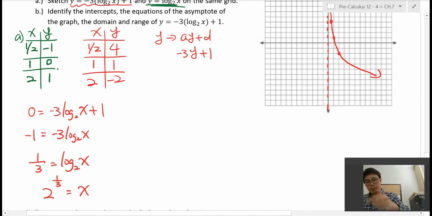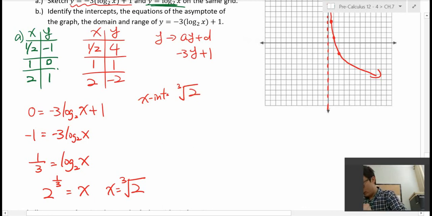And now this is simply the cube root. Cube root of 2, right? To the power of 1/3, so this is cube root of 2. Okay, so we have our x-intercept, which is cube root of 2. If you want to put this into a calculator, you can get a decimal. Sure, that's fine. Let me put that in the calculator and see what I get. You should get 1.26.